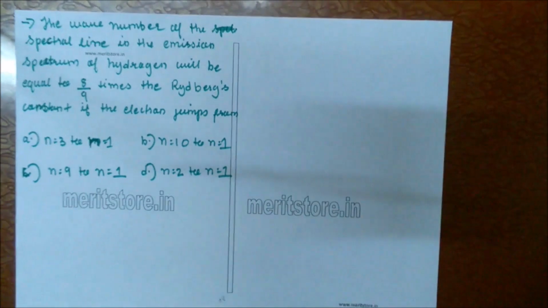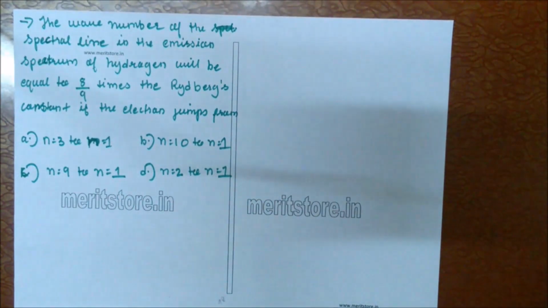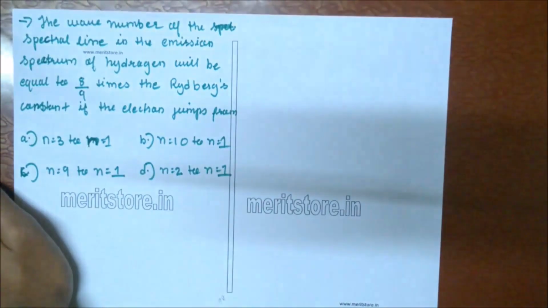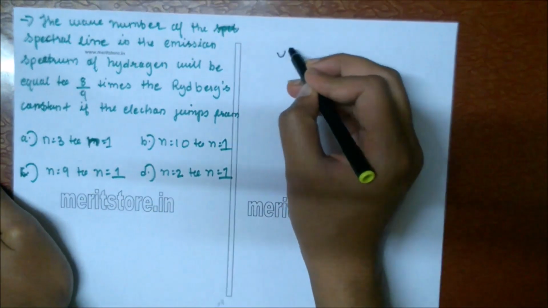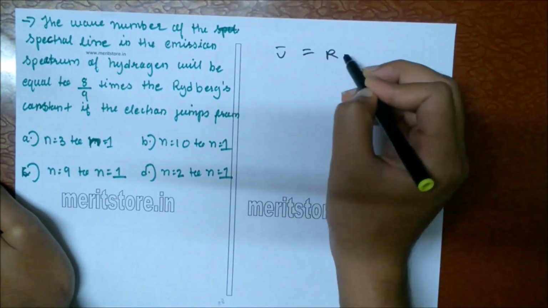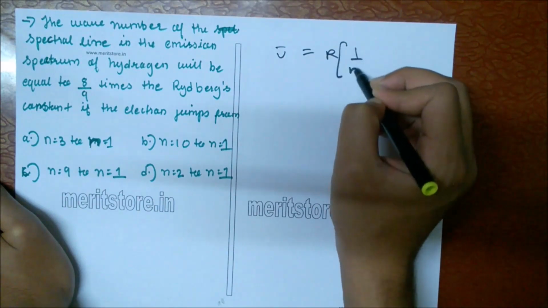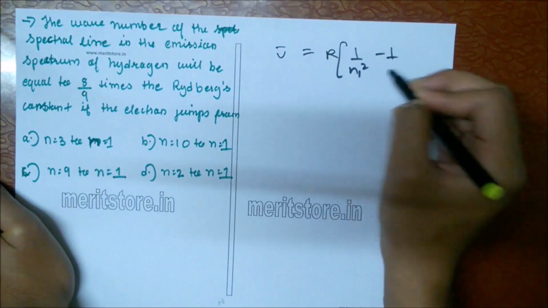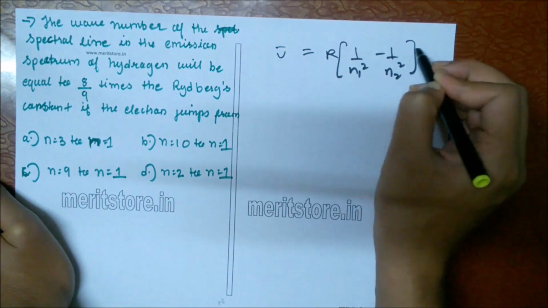The wave number of the spectral line in the emission spectrum of hydrogen atom is equal to 8 by 9 times the Rydberg constant if the electron jumps from? According to Rydberg's formula, V bar is equal to R into 1 upon N1 square minus 1 upon N2 square, into Z square.